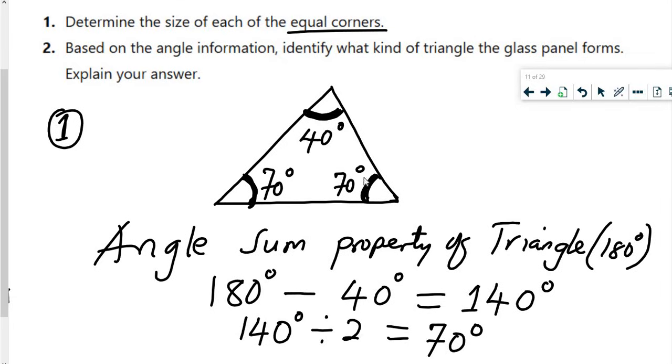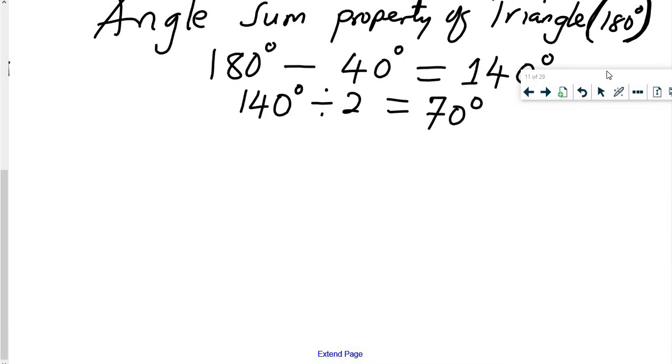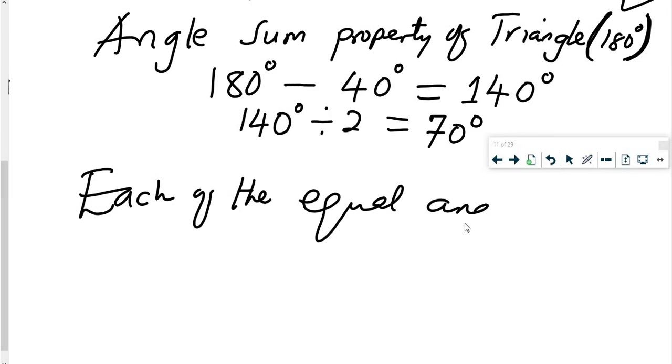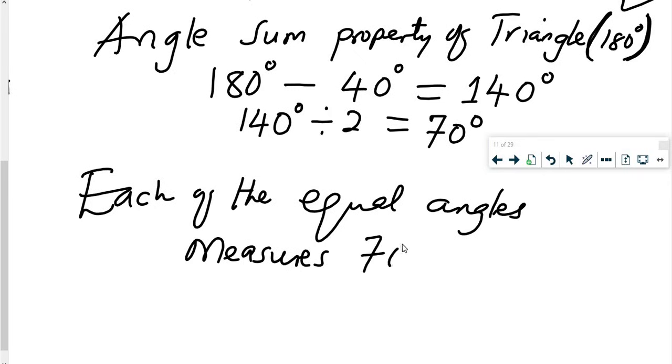Now you have to check whether these three angles will give a total of 180 degrees. So this is 70 plus 70, 140, plus 40, 180. So the answer is correct. So to determine the size of each of the equal angles, what we're going to conclude is that each of the equal angles measures 70 degrees.